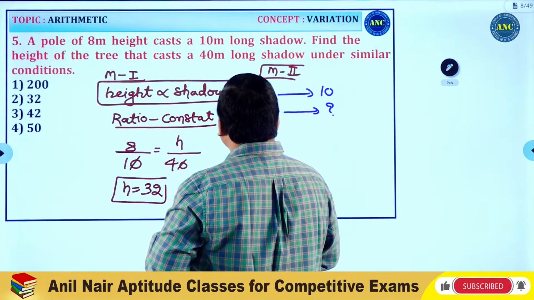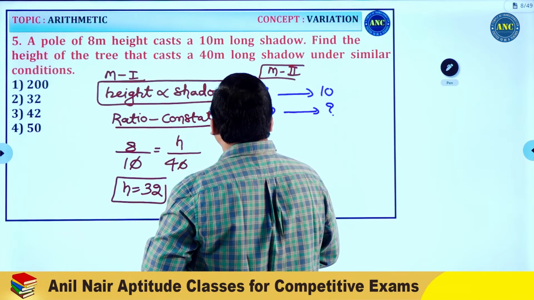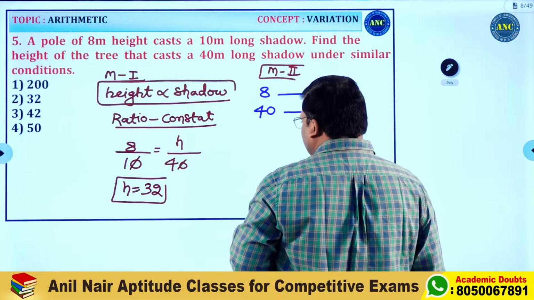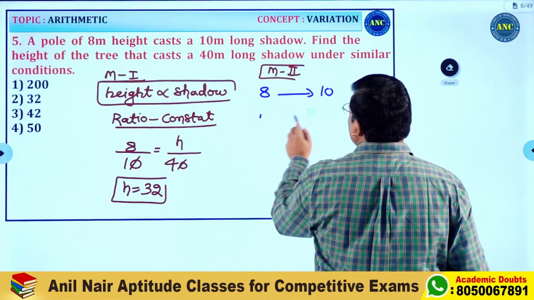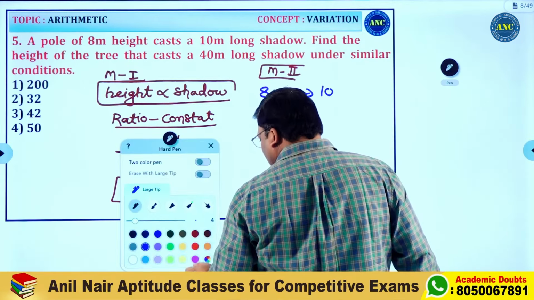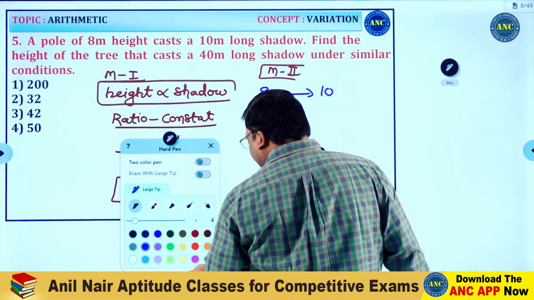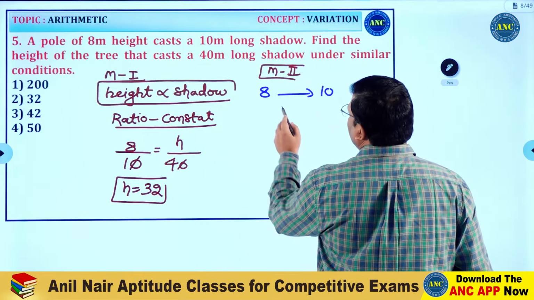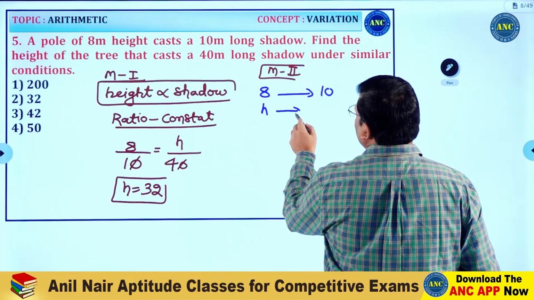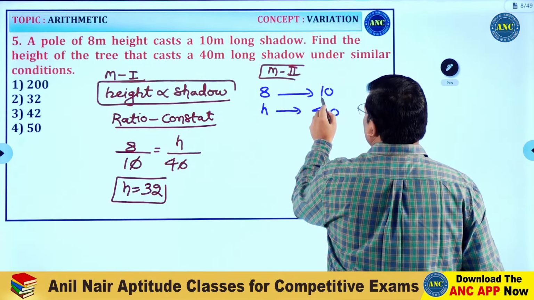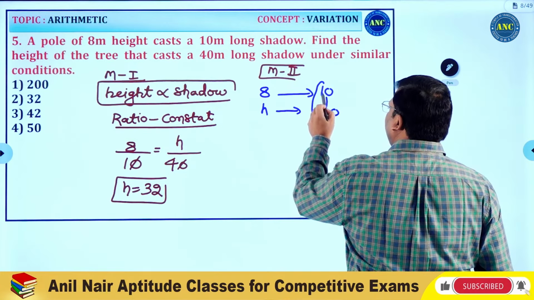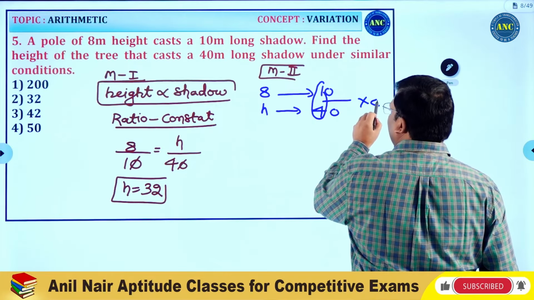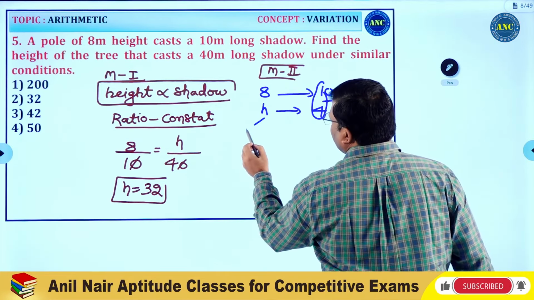8 by 10 is h by 40. Okay, it is shadow, right? So here it is shadow, it is given. So this will be shadow length, find the height. H is how much when it is 40. Rightmost non-zero digit. 1 is becoming 4. 1 4s are 4, 8 4s are 32.